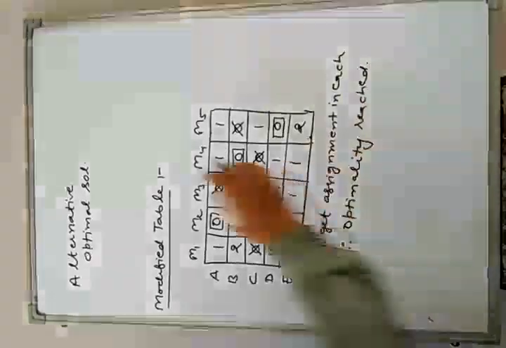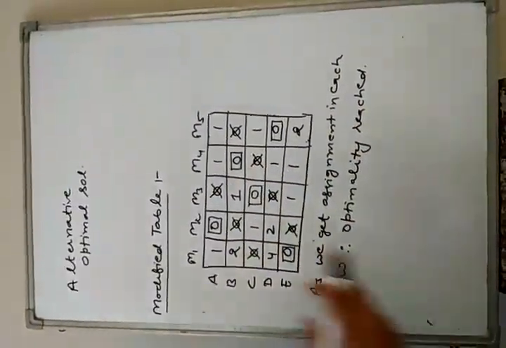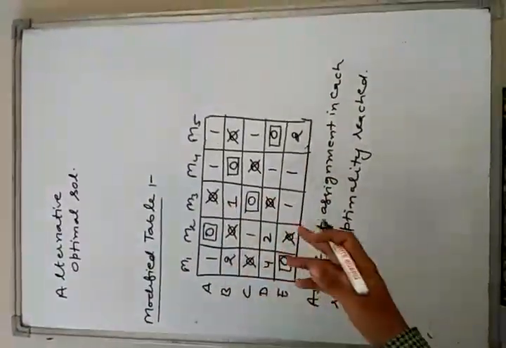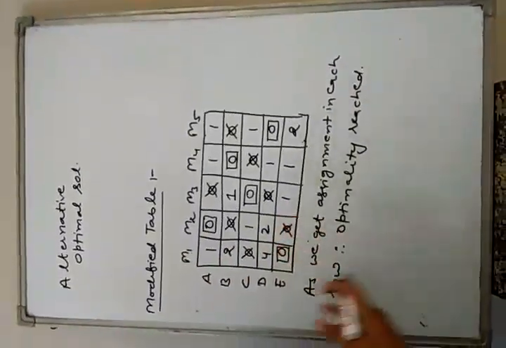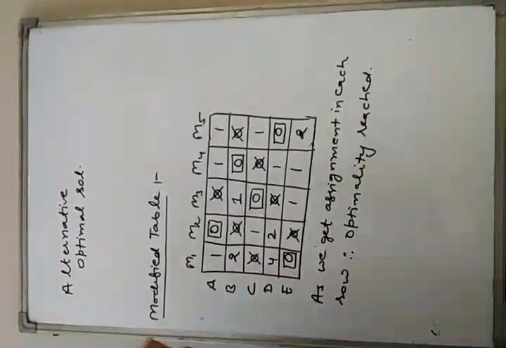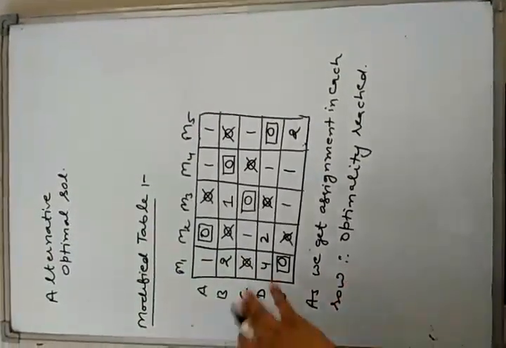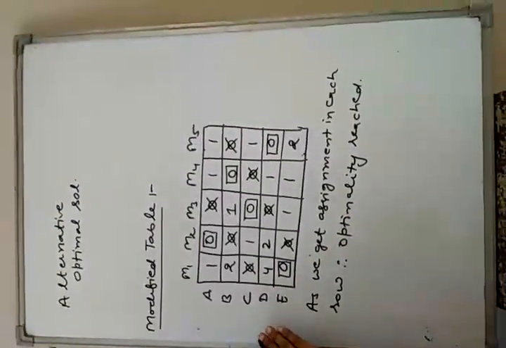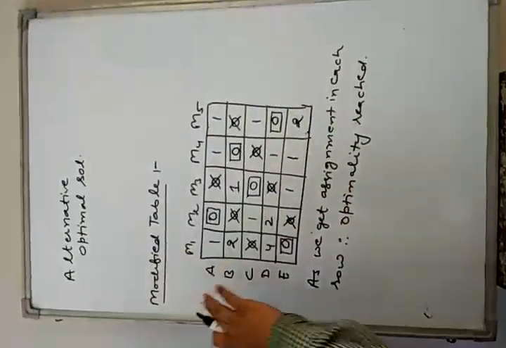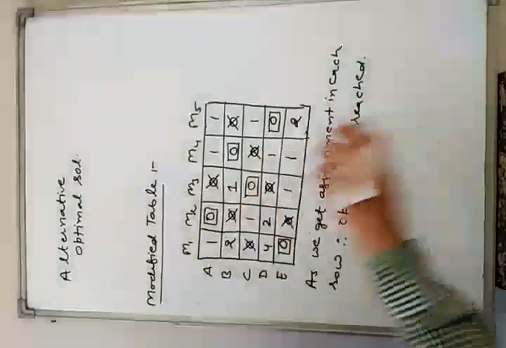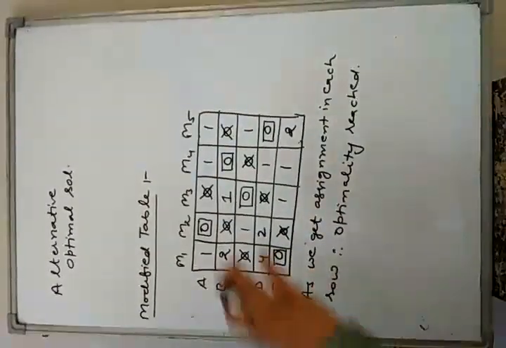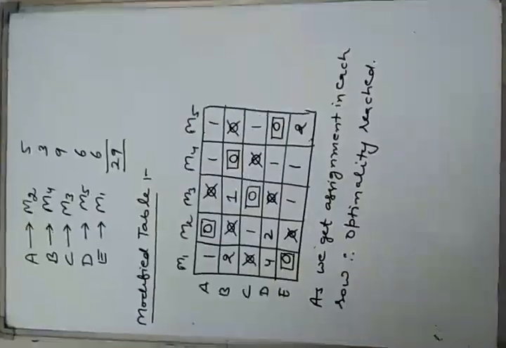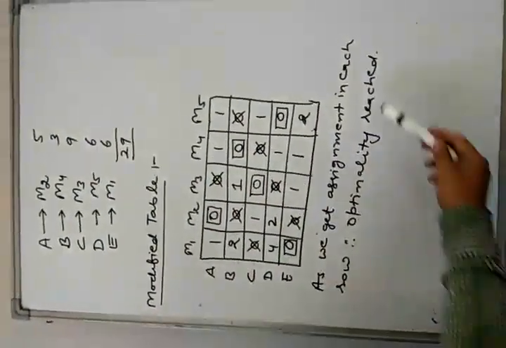And hence this is our optimal table. If there is some row in which zero is not assigned, or this is not an optimal table, then repeat the procedure as discussed in this example. Then after this, you have to draw the minimum number of horizontal and vertical lines, and then again obtain the modified table and check whether the table is optimal or not. Repeat this procedure till you get the optimal table or optimality is reached.